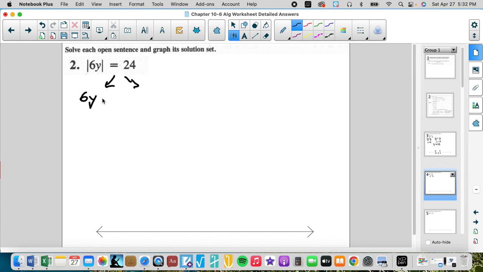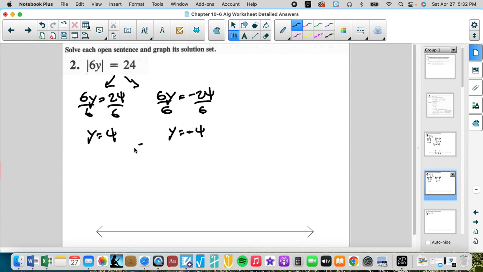Typically, we write a solution set. We're going to write two equations: 6y equals 24, and 6y equals -24. Divide by 6, y equals 4. Divide by 6, y equals -4. So my solution is -4, 4.